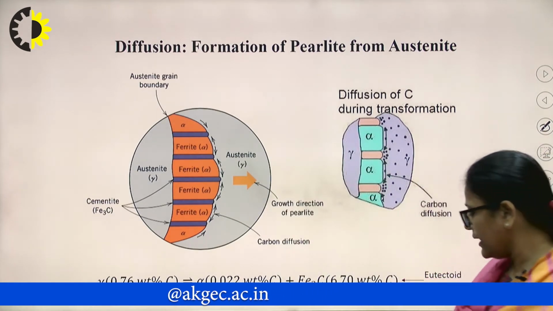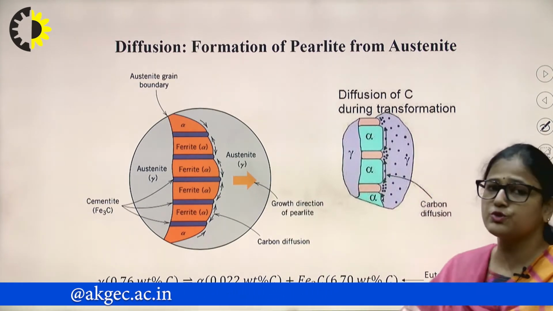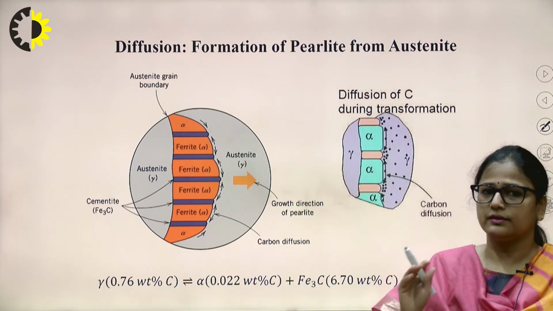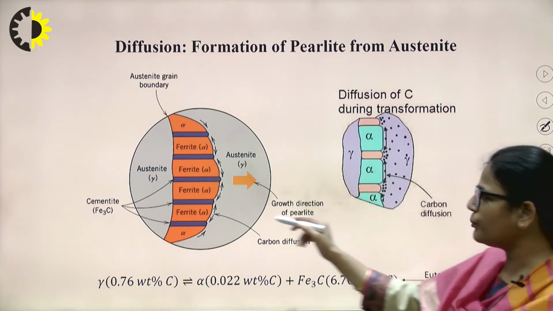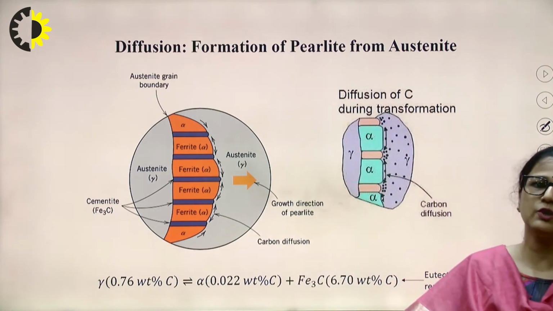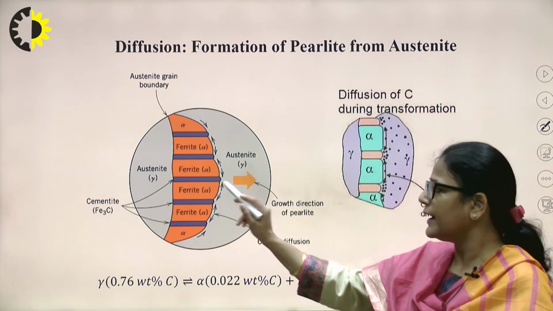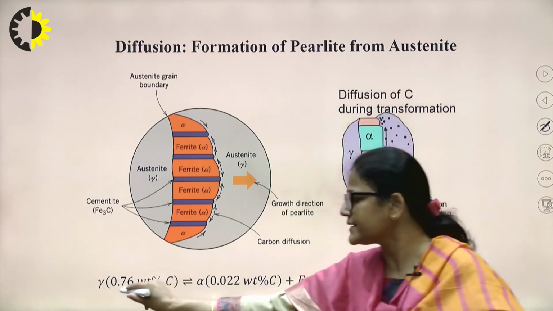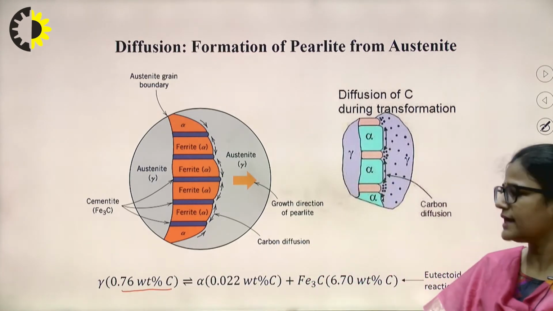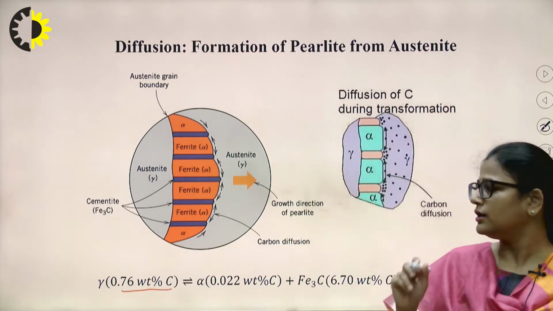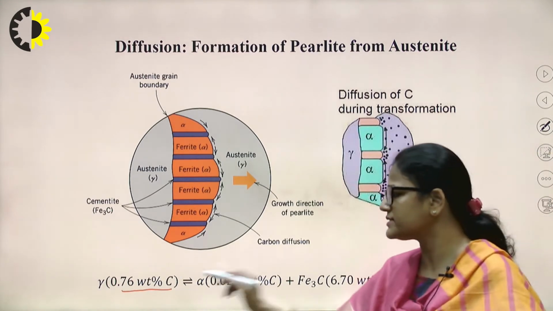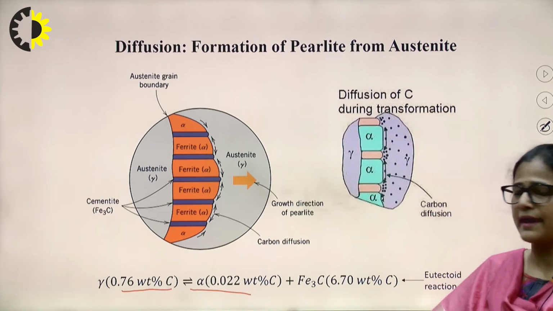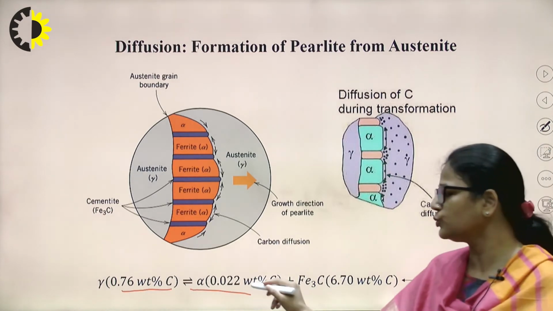So diffusion is the process of redistribution of carbon into the ferrite and cementite phases. So this is by diffusion. Carbon movement is indicated by arrows. As we know, the carbon concentration of austenite is 0.76 weight percent. Austenite, which is gamma, has the maximum solid solubility of carbon of 0.76 weight percent, and it transforms into ferrite, and ferrite has a maximum carbon solid solubility of 0.022 weight percent.